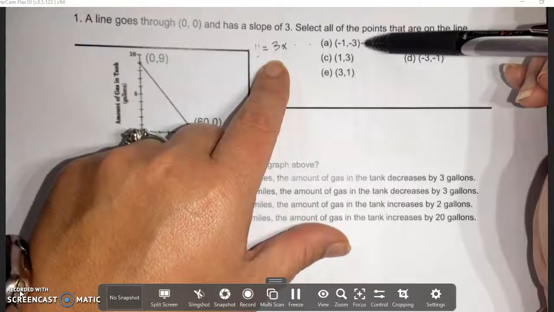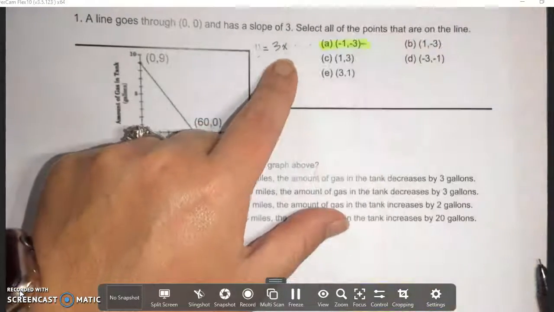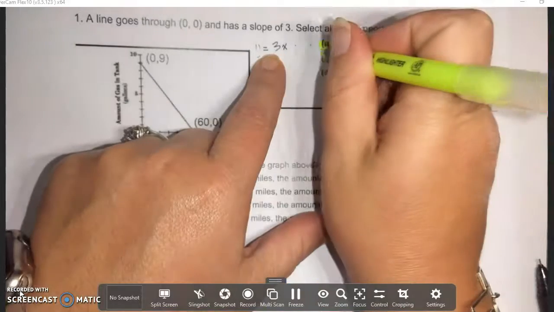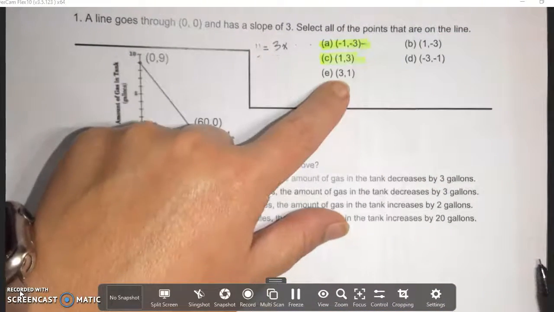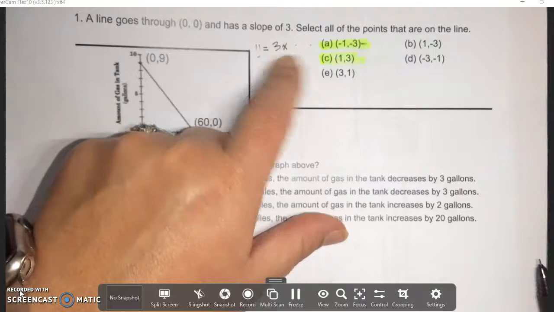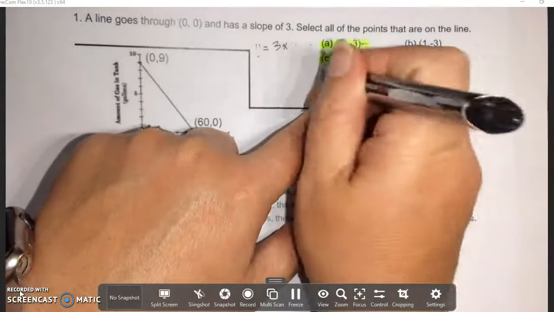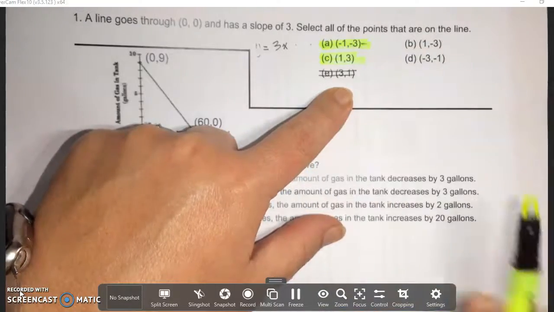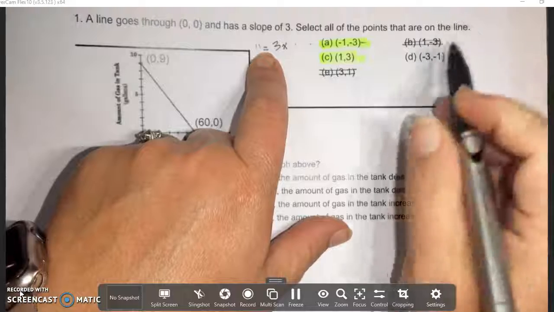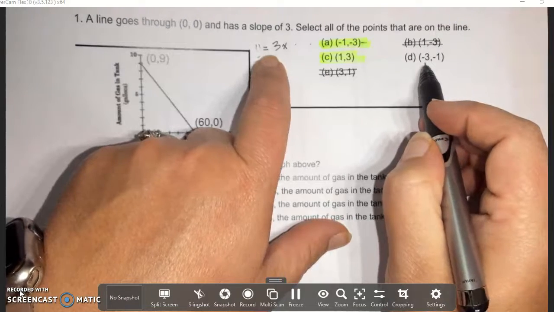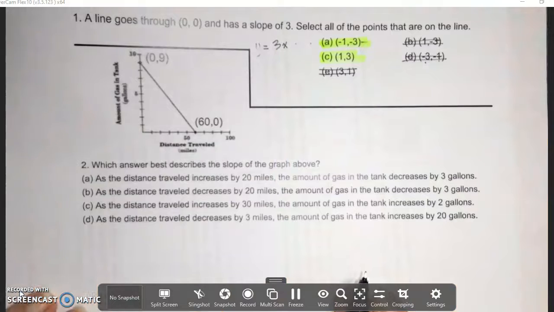Negative 1. Negative 1 times 3 is negative 3. That means that, yes, that is on the line. 3 times 1 is 3. Yes, that is on the line. 3 times 3, I'm just putting this into the equation. 3 times 3 is 9. That's not 1, so it's not on the line. 3 times 1 is not negative 3, so it's not on the line. Negative 3 times 3 is negative 9. It's not negative 1, so that's not on the line.